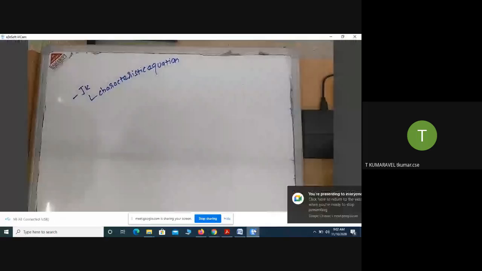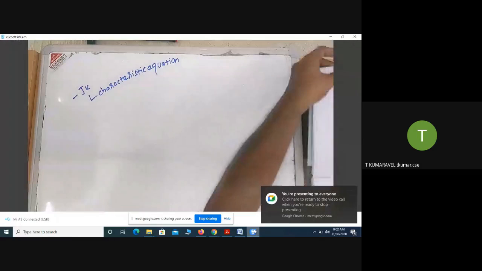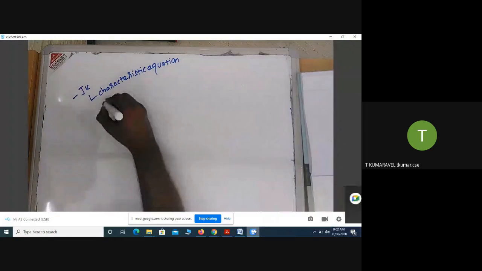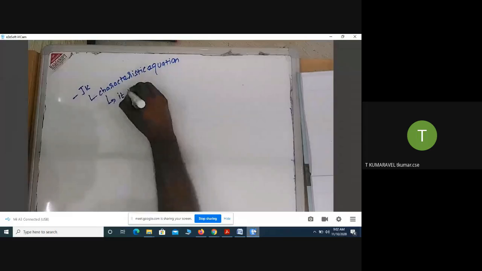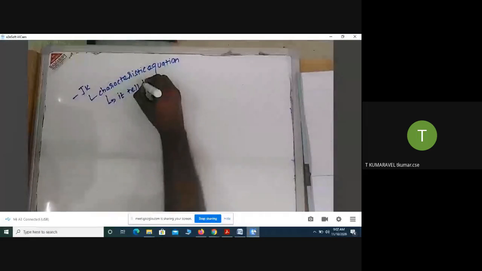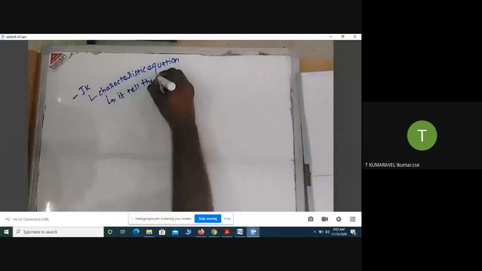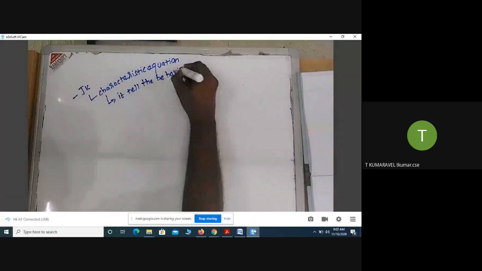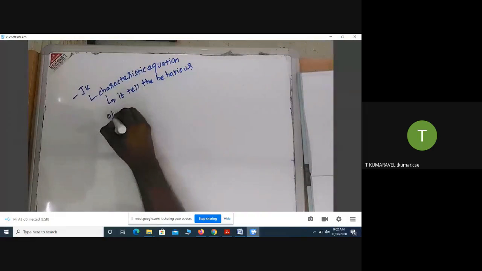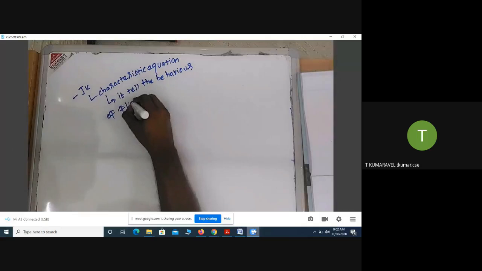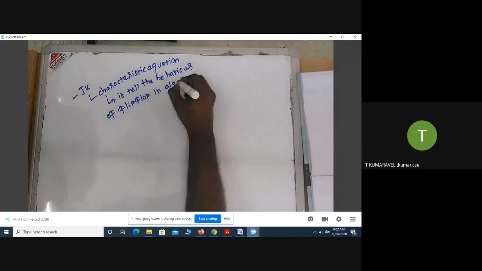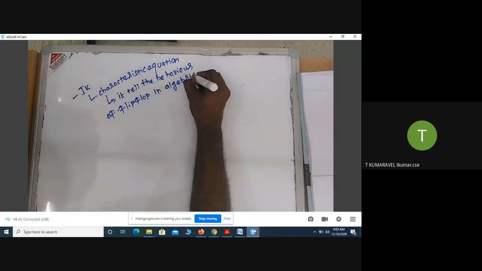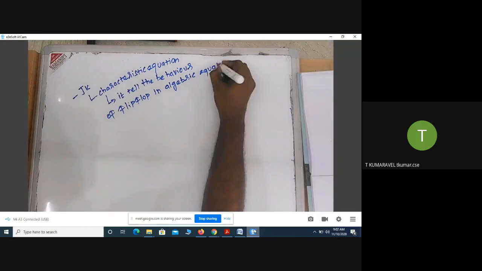What is the characteristic equation? Okay, what is the meaning of characteristic equation in the sense? It will tell the behavior of the flip-flop in algebraic equation format. That is called a characteristic equation.